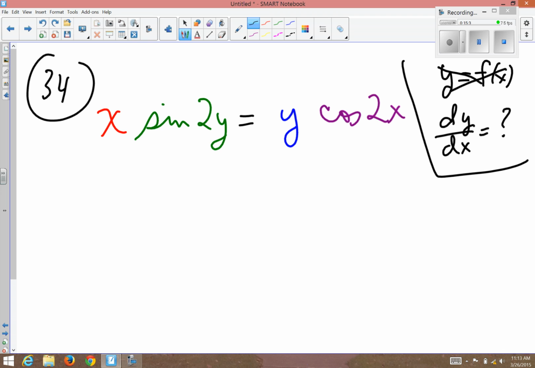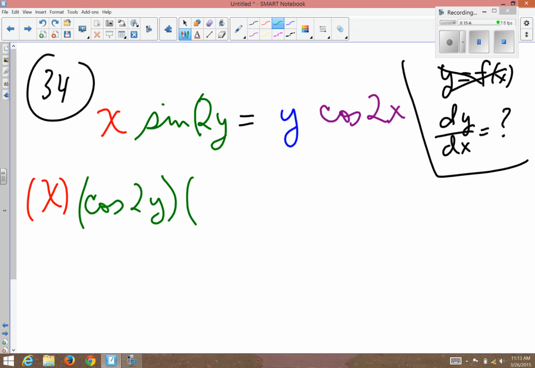The left side of the equal sign is a product. The derivative of a product is the first times the derivative of the second. The derivative of sine 2y is cosine 2y times the derivative of what's in the parentheses. The derivative of 2y is 2 dy dx.